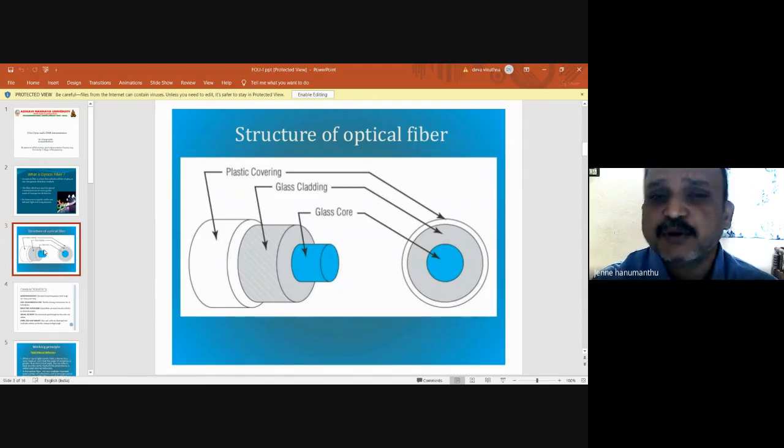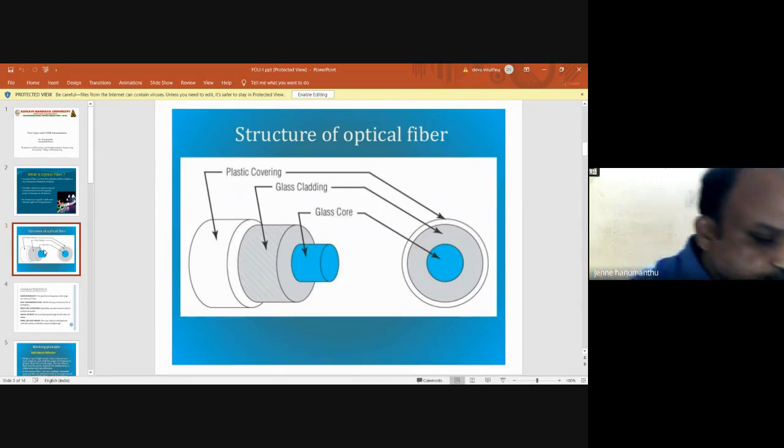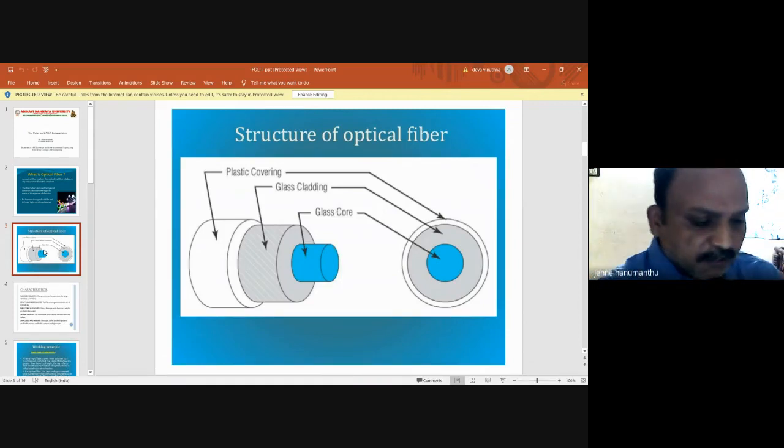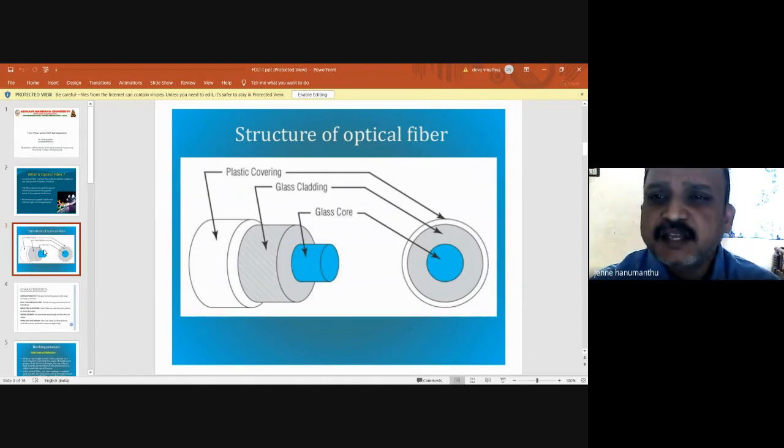For example, for measuring any distance between two instruments or the moving of instruments, accelerations, velocities, pressures, force, temperature, all these parameters you can measure easily with the help of the optical fiber concept. Right? See, once again recall the structure.